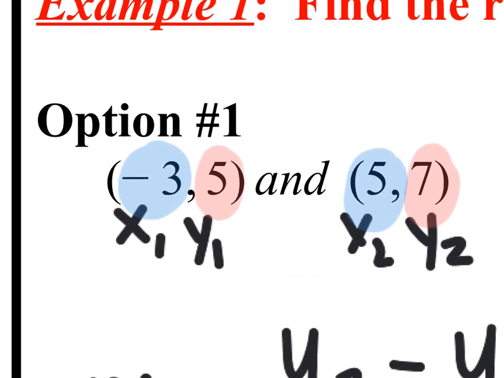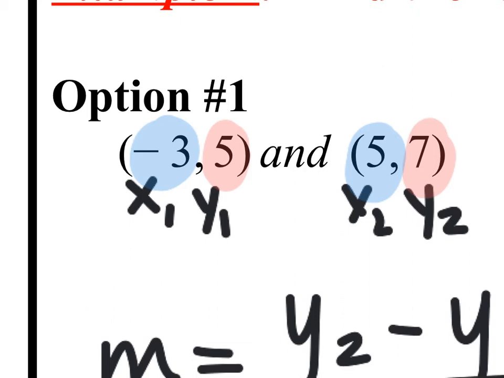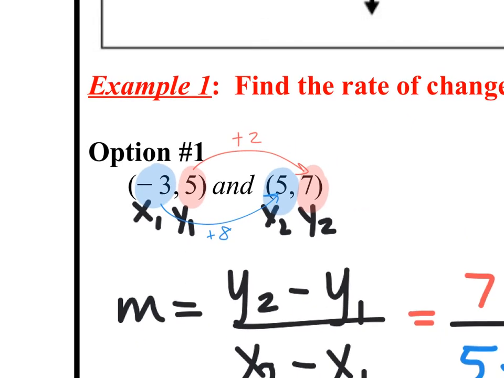So this is option 1. You could do the same thing here, right? My change in y was +2. My change in x was +8. Whoops. Then I put that in a fraction. So much faster. 2/8 is 1/4. So I feel like it's just way quicker to get the slope.